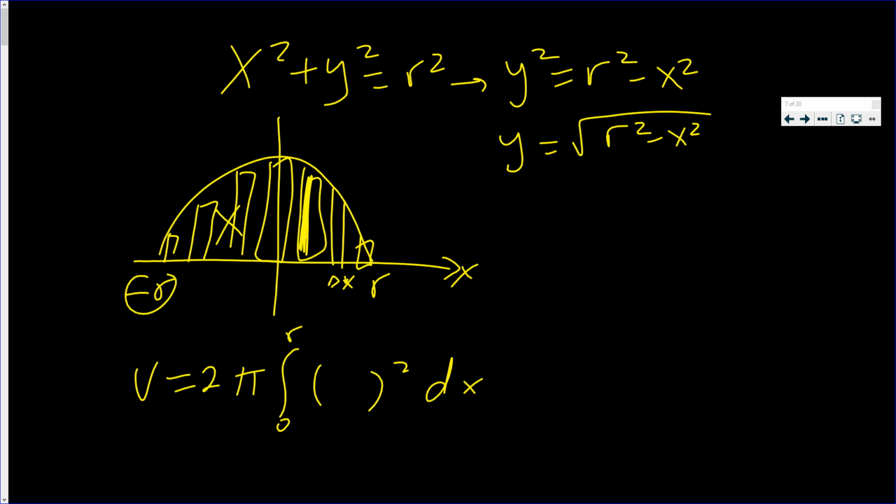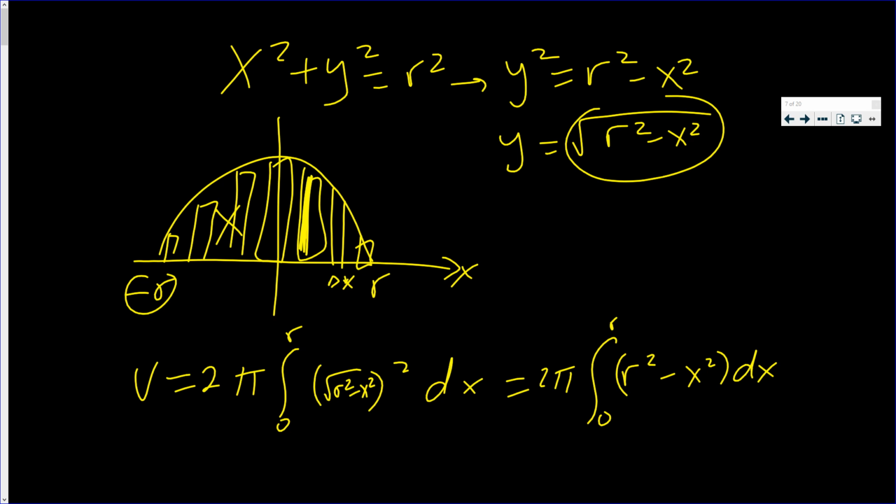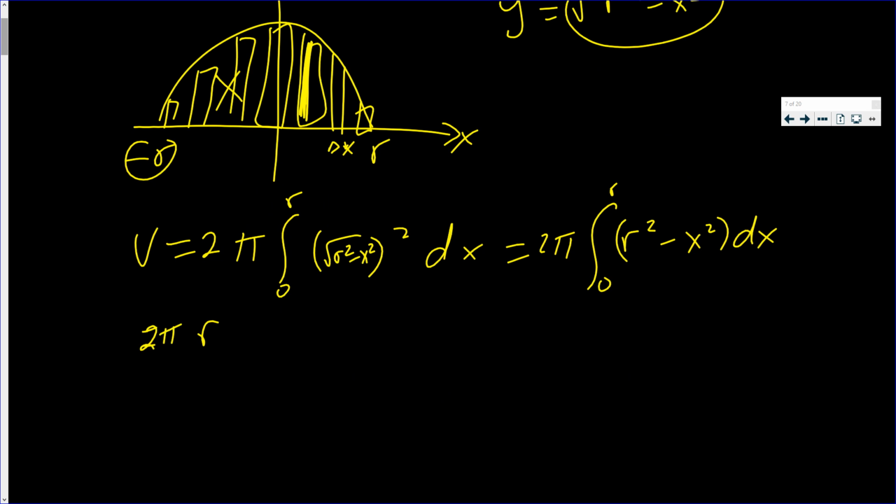So I have 2 pi. When I square that, I get r squared minus x squared dx from 0 to r. R is just a number, the radius of a sphere. So I have 2 pi in front, and when I integrate, I get r squared x minus x cubed over 3, and I integrate from 0 to r.